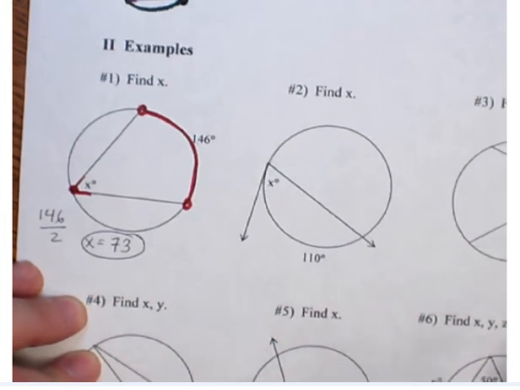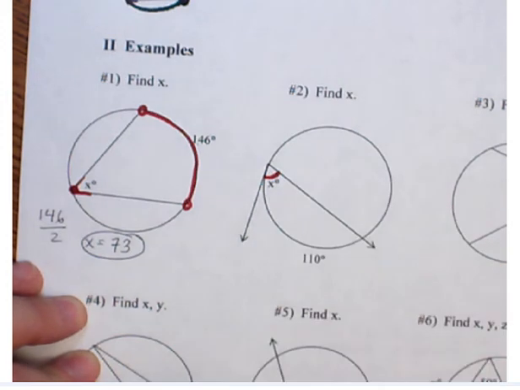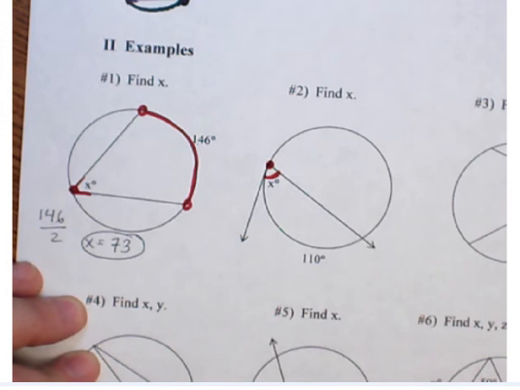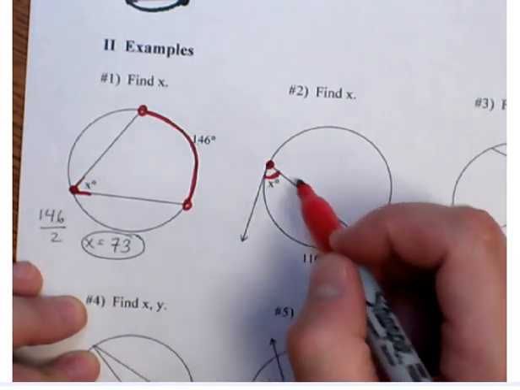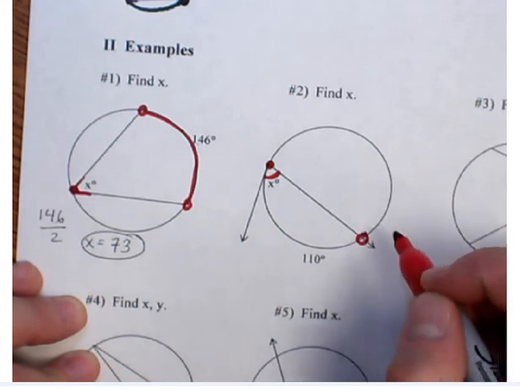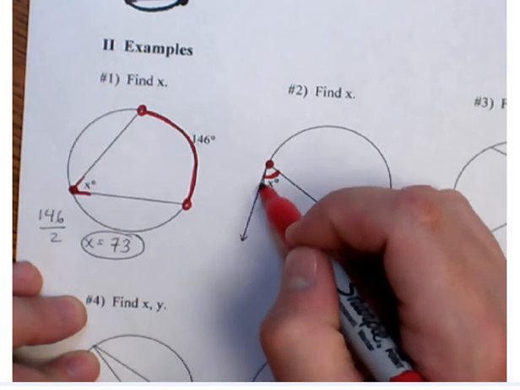Okay, look at number 2. Find x. All right, x degrees, that's this angle right here. Where's the vertex? The vertex is on the circle. Now, where does this hit? Where does the angle hit the circle? It hits it here. And then it also hits it back at the vertex because this is a tangent here.